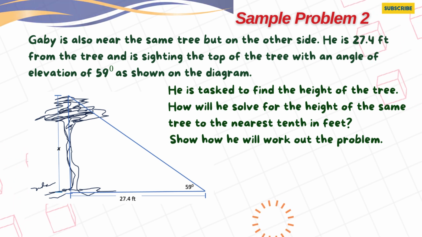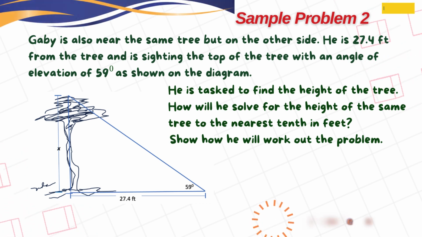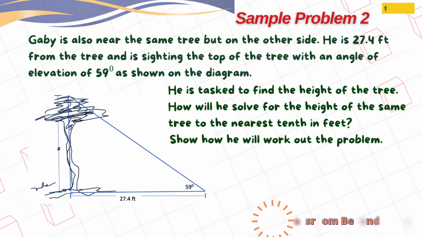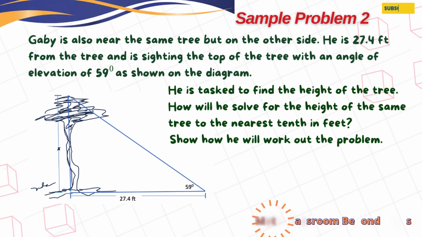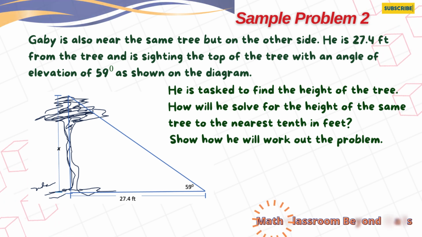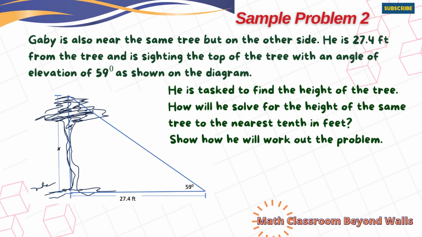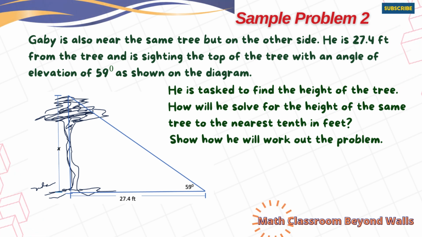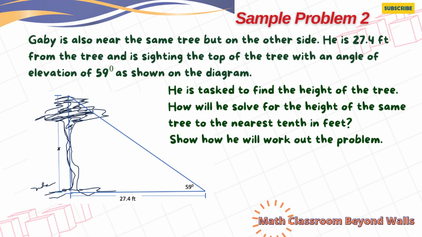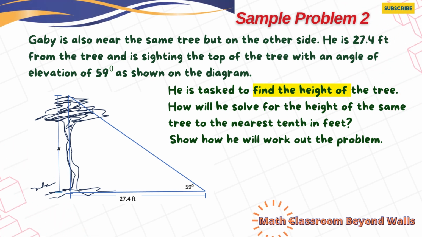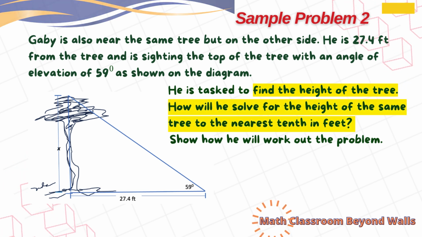As usual, we begin by reading the whole problem and may read it several times when needed to know what we're looking for, to determine what are given, and to figure out how the given information help find what we're looking for. What is asked in the problem, learners? The problem asks for the height of the tree and how to solve for it.